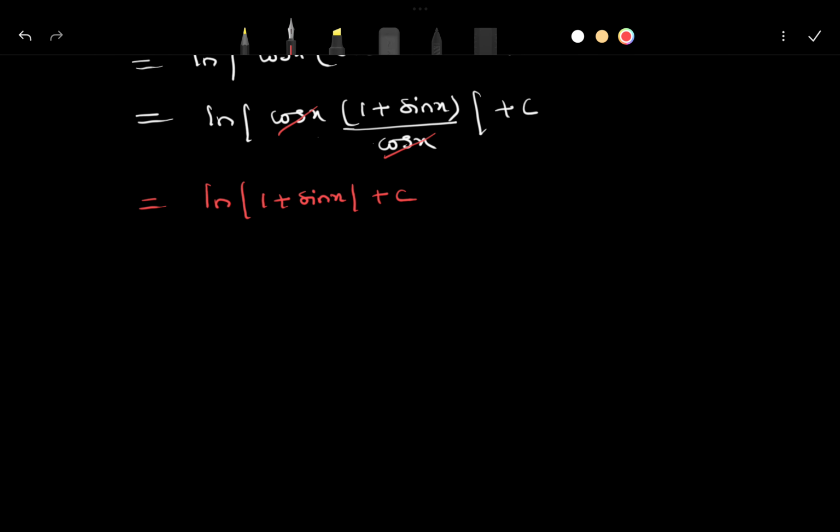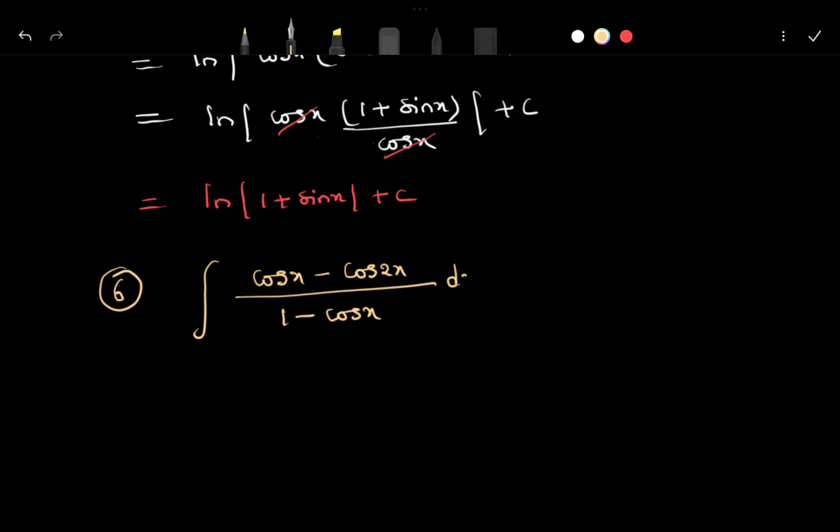And one more question we will see, that is question number 6. Integration of cos x minus cos 2x whole divided by 1 minus cos x into dx. See, here this problem can be done in different methods. In trigonometric transformations, this is cos c minus cos d, with the formula minus 2 into sin of c plus d by 2 into sin of c minus d by 2. So that is one method.